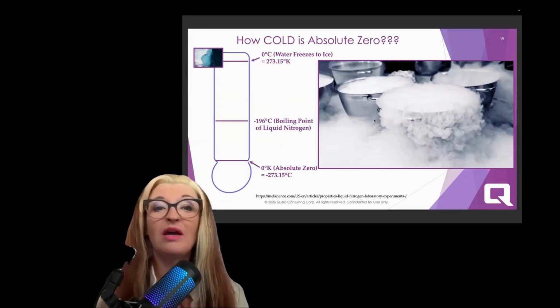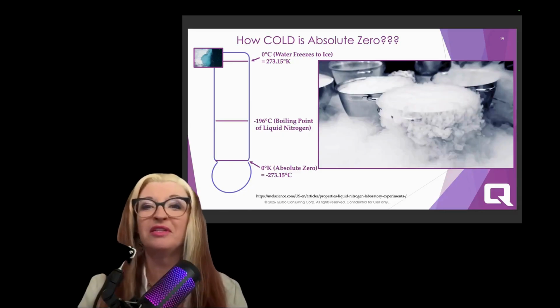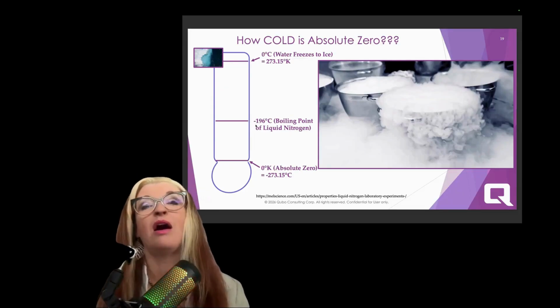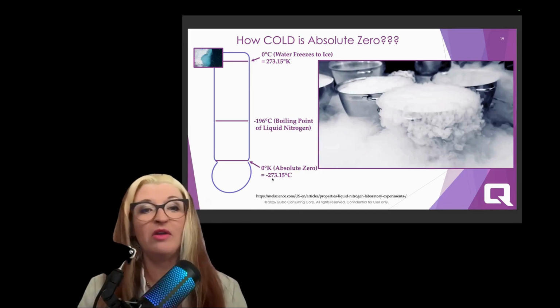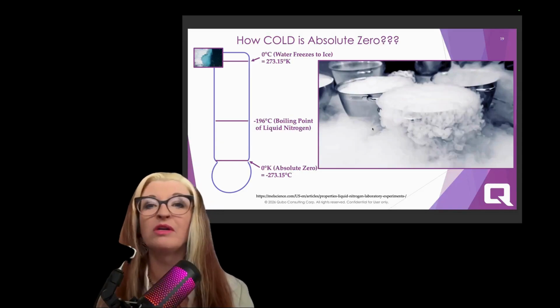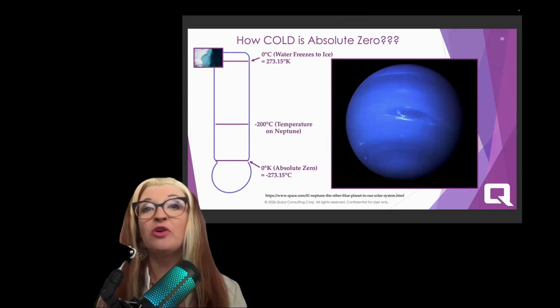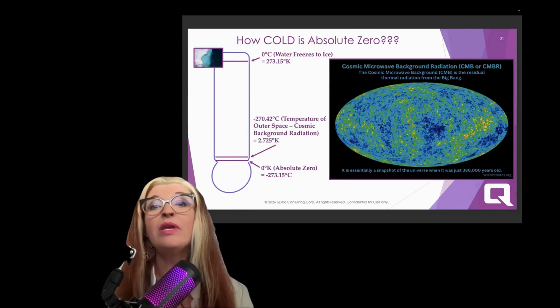What about the boiling point of liquid nitrogen? If you've ever been to the Science Center or to a cool drink mixing bar where they use liquid nitrogen to make your drink look all misty and foggy, that is at minus 196 degrees Celsius. We're still nowhere close to minus 273. So this means the superconducting circuit is even colder than liquid nitrogen. The temperature on Neptune is even colder than that. It's at minus 200.